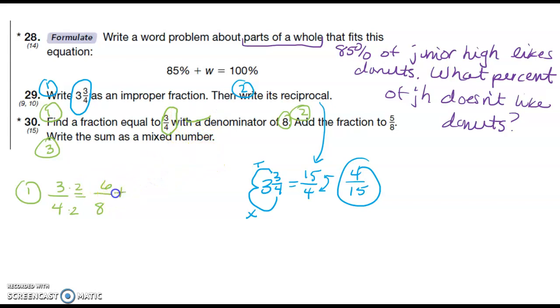And then we're supposed to add the fraction to 5/8. So 6 plus 5 is 11. We leave the denominator. So we did step 2. It says write the sum as a mixed number. So we're going to divide. That's an 8. Good gravy. 1 3/8 is our answer.